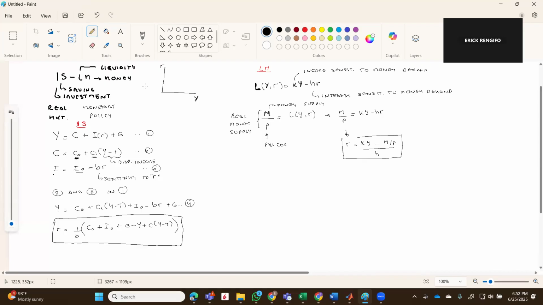That's it. So in equilibrium, guys, what do we want? In equilibrium, let's call them R_IS and R_LM, these two rates must be equal.